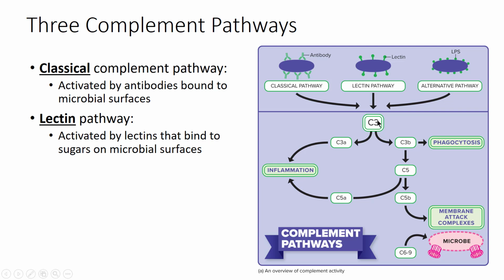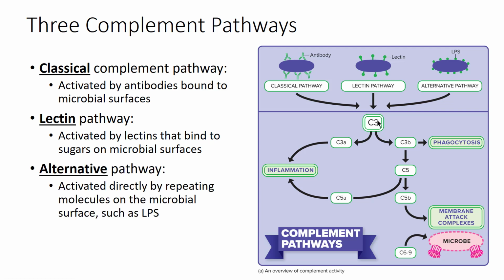And then the third pathway is activated by gram-negative bacteria, where they bind to the lipopolysaccharide, LPS. So LPS is a specific part of the gram-negative bacterial cell outer membrane, and so the alternative pathway directs its activities directly towards the lipopolysaccharide layer.